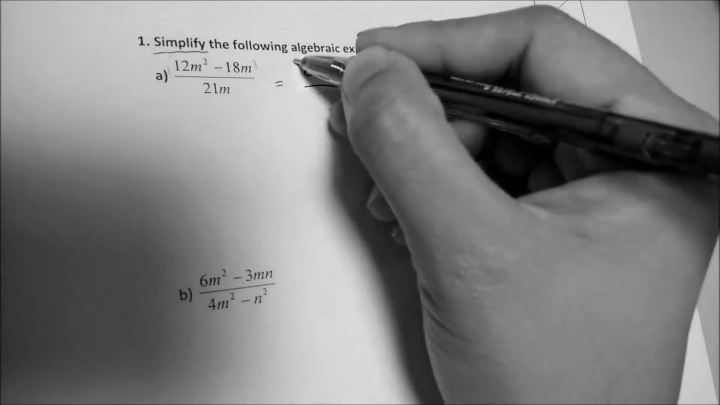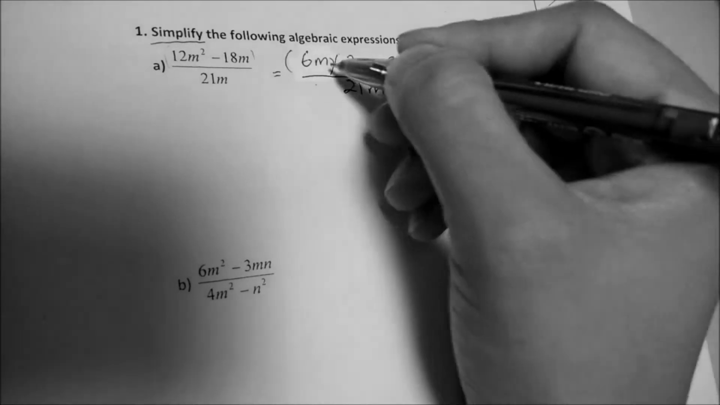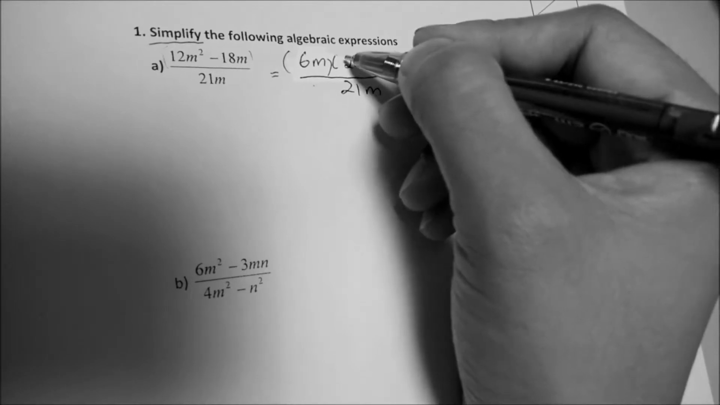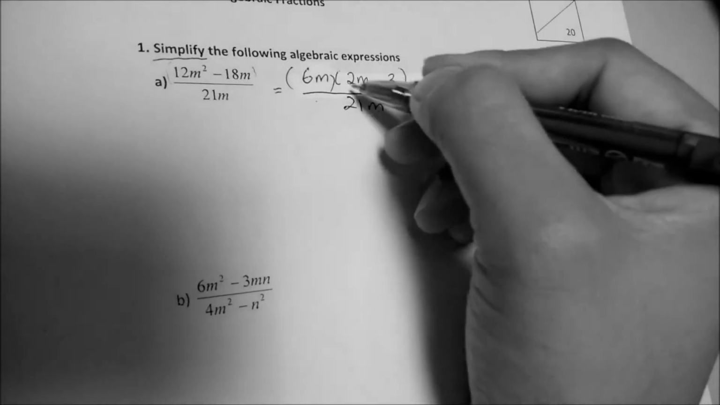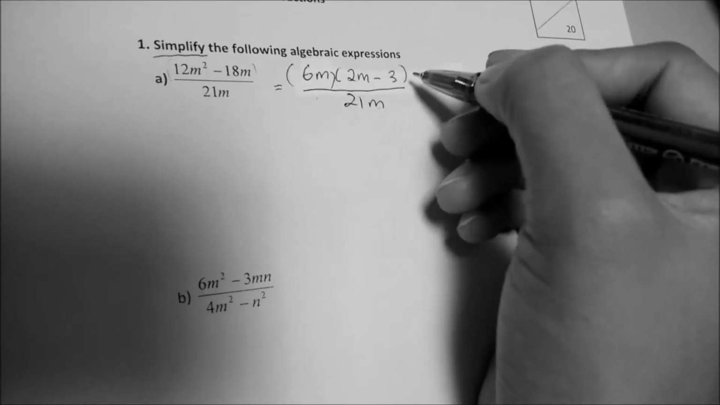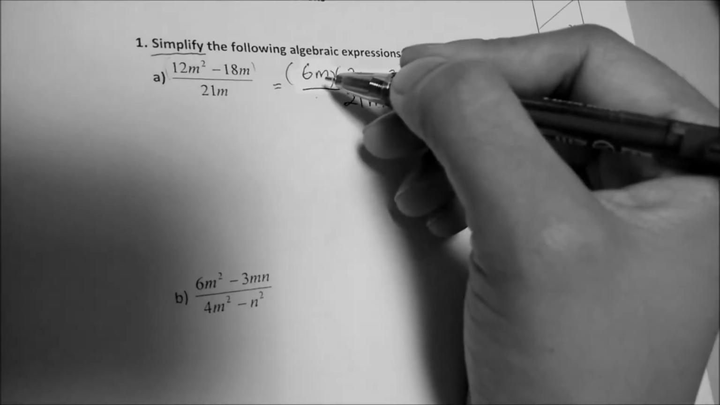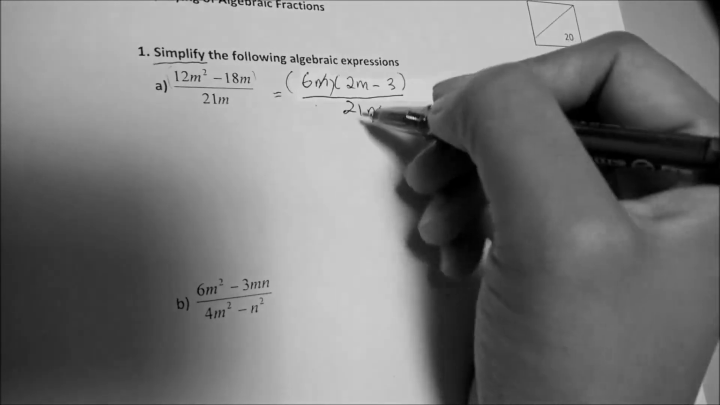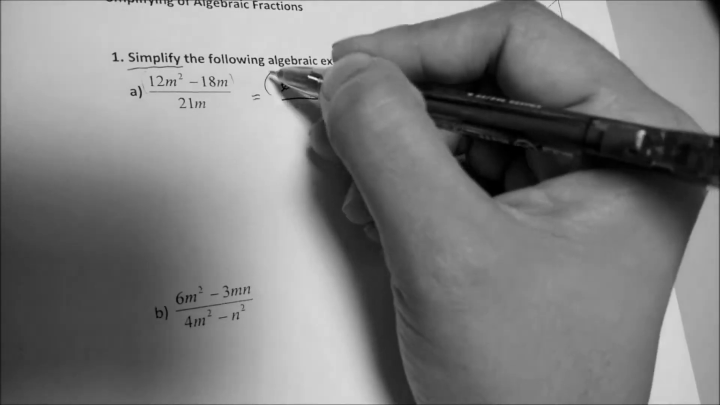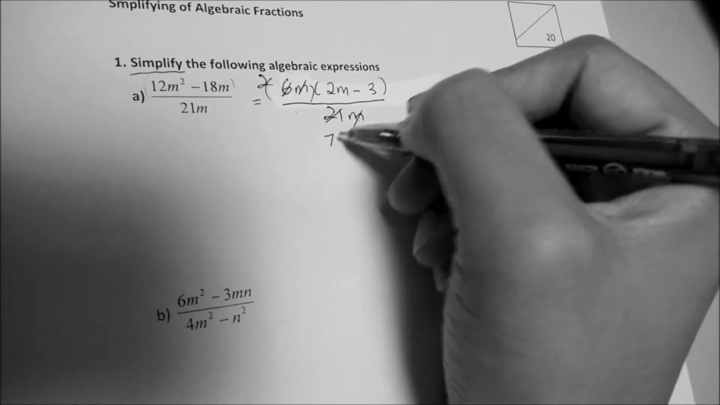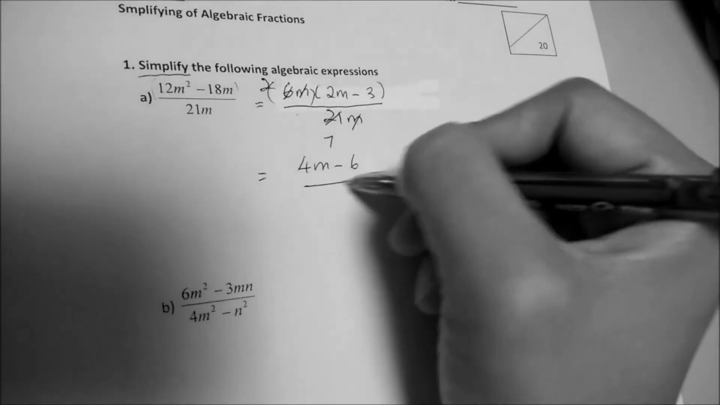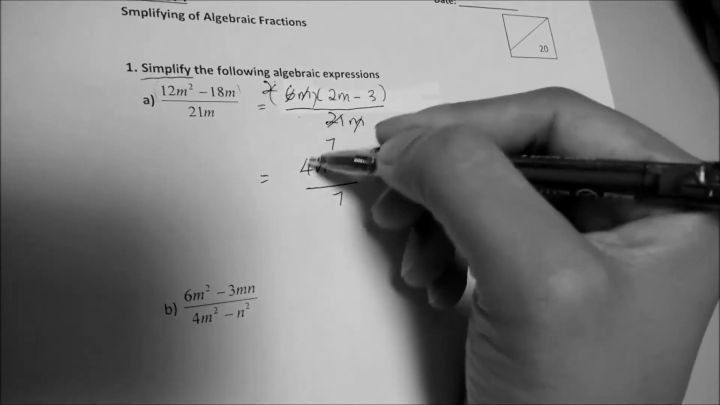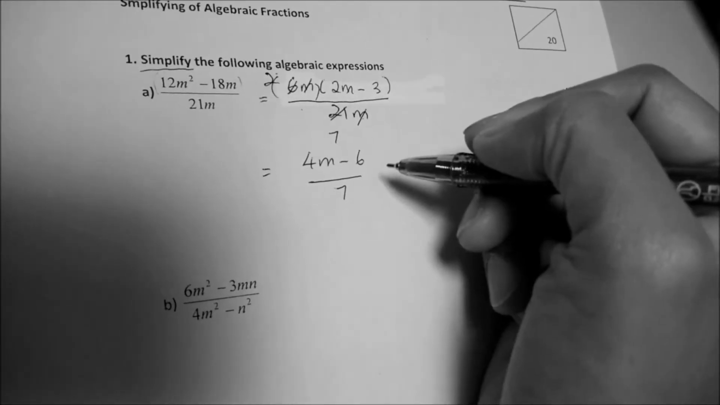Now this is separate, okay, so that's why you can cancel this m with this m, not with this m, because this m is together with the family, 2m minus 3 is together. If you want to cancel anything in this bracket, it must be together in multiplication. So I can cancel this m with this m. I can divide by 3, I can divide by 3, becomes 7. So the answer for this is 4m minus 6 over 7. 2 times 2 is 4, 2 times 3 is 6.